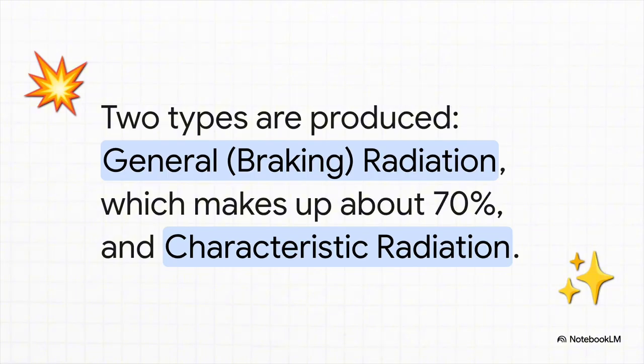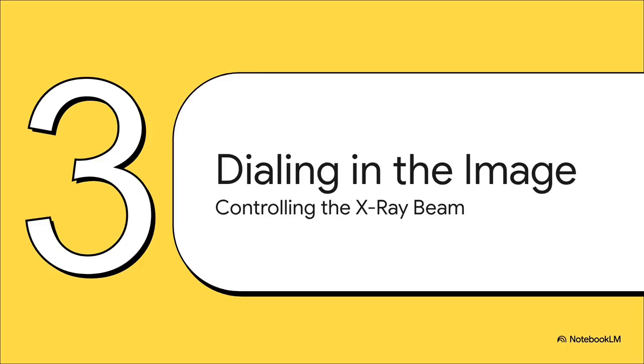And get this, even that 1% isn't all the same. It's actually a mix of two different types of radiation, which are created by slightly different atomic collisions. But for the person taking the X-ray, what's way more important is how they can control this beam. So now we've created this incredibly powerful beam of energy. But how do we control it so we get a crystal clear diagnostic image instead of just a useless fuzzy blob? Let's head over to the control panel and see how the operator dials in the perfect shot.